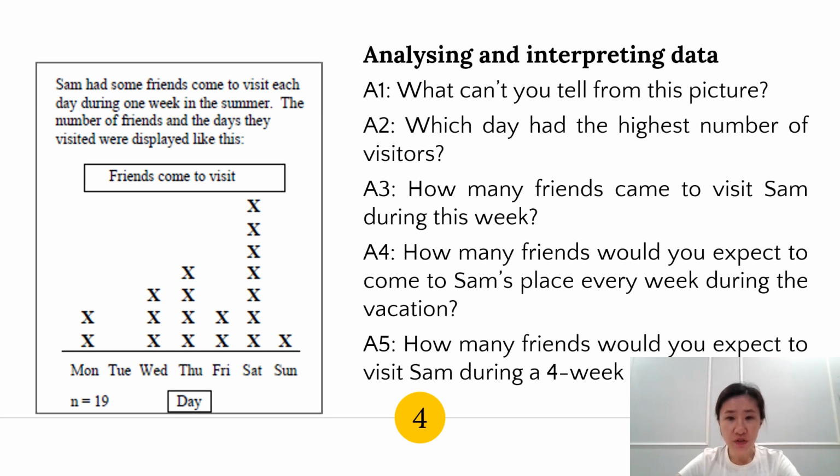And A5, how many friends would you expect to visit Sam during a 4-week period? All right, so these are some questions to allow students to analyze and interpret data based on what is given and to project their analysis based on what is not given in this data.